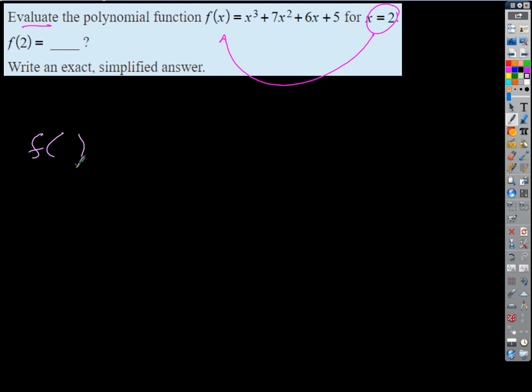Just open up a set of parentheses, and we'll fill in the blank later. Equals the input cubed plus 7 times the input squared plus 6 times the input plus 5, right? So whatever we're putting into our input, it's going to get reflected into the rule in all those places.